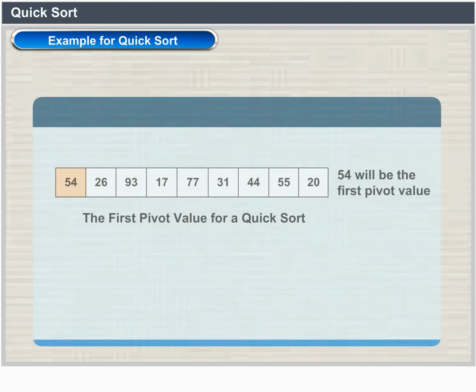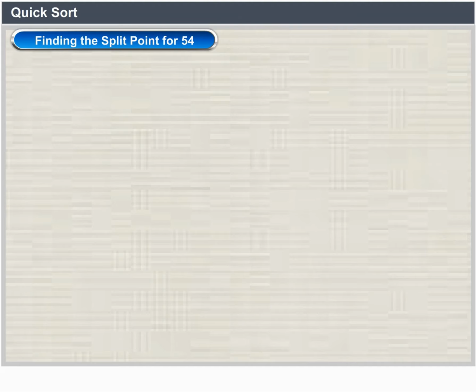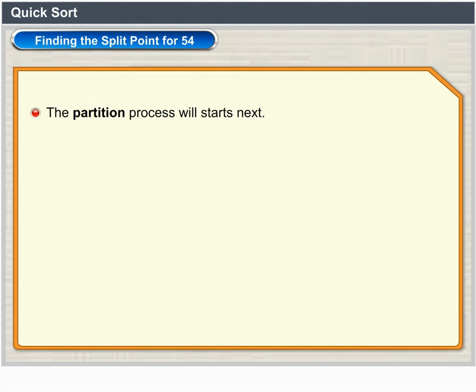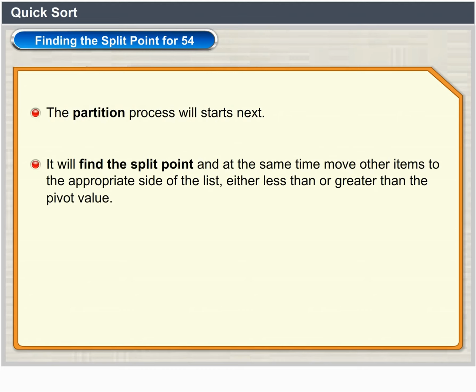Example of quicksort. This figure shows that 54 will serve as our first pivot value. Finding the split point for 54. The partition process will start next. It will find the split point and at the same time move other items to the appropriate side of the list, either less than or greater than the pivot value.